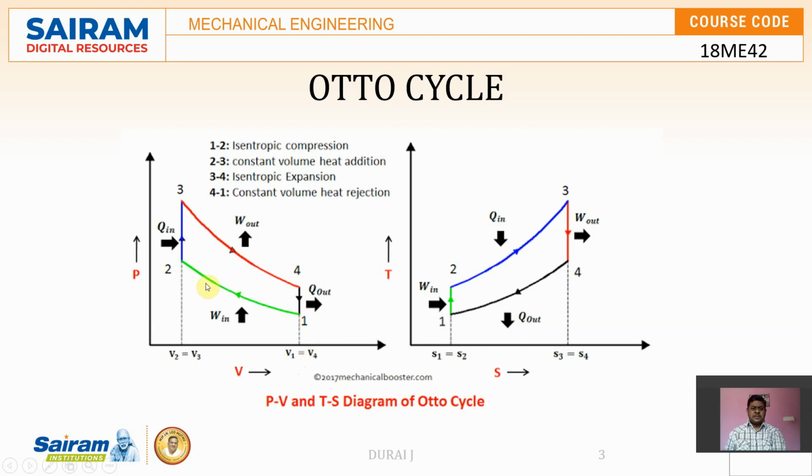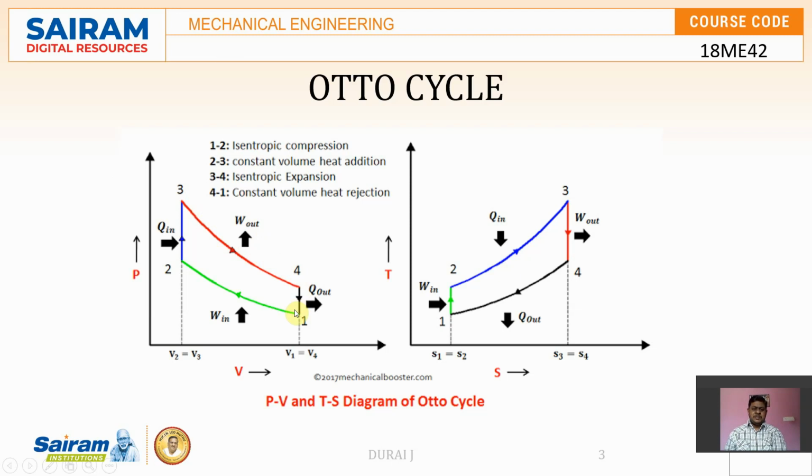Since volume decreases, the pressure increases, and from state 2 to 3, volume remains constant. During that time, heat is added into the system. Since heat is added, temperature increases, and the temperature causes high pressure. The high pressure suddenly pushes the piston in the backward direction. Because of that, volume again increases. When volume increases, by default the pressure decreases.